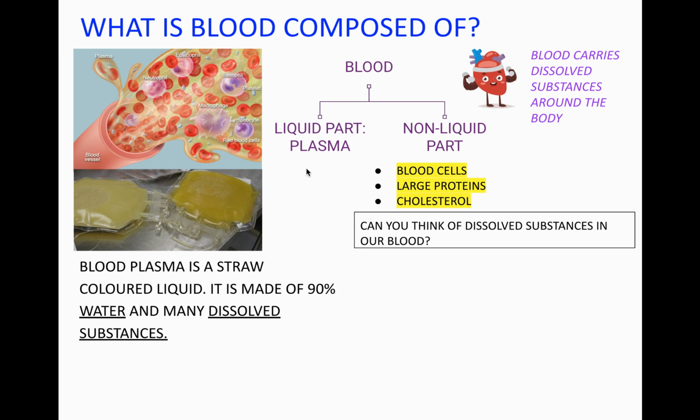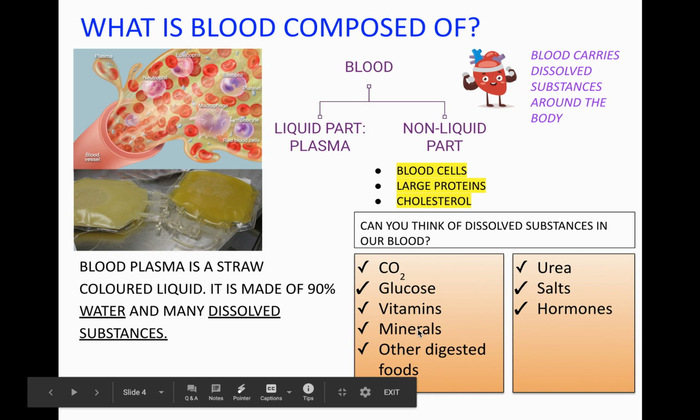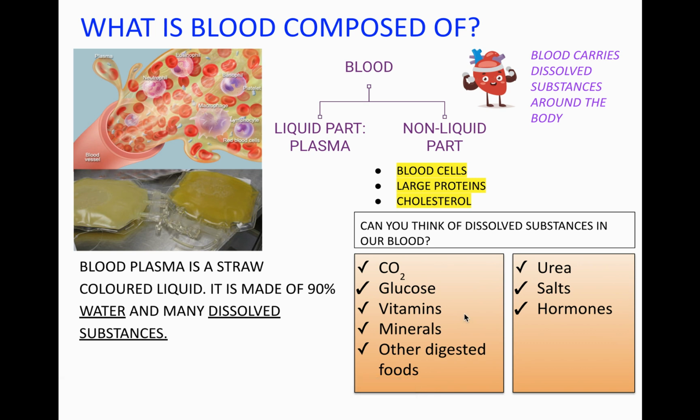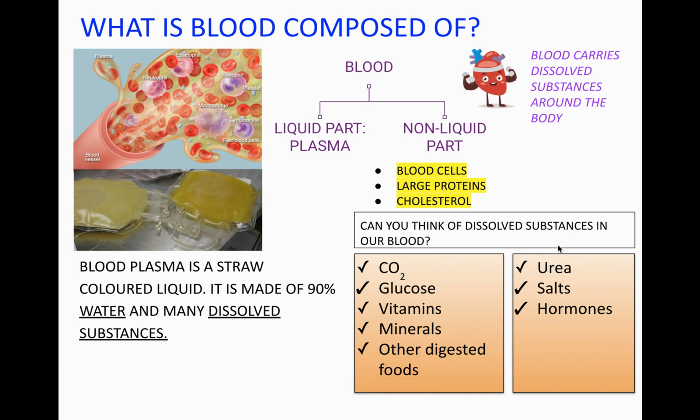So what kind of substances are dissolved in blood? Well, there are lots of substances. There's CO2, there's glucose, remember, from our digestive system. There are vitamins from our digestive system that got into our blood. There are minerals like, for example, calcium. There are other digested foods like, for example, protein. There are some wastes. Urea sounds very like urine, and urea comes from our cells. There are salts, and there are also some hormones like, for example, testosterone for men and estrogen for women.